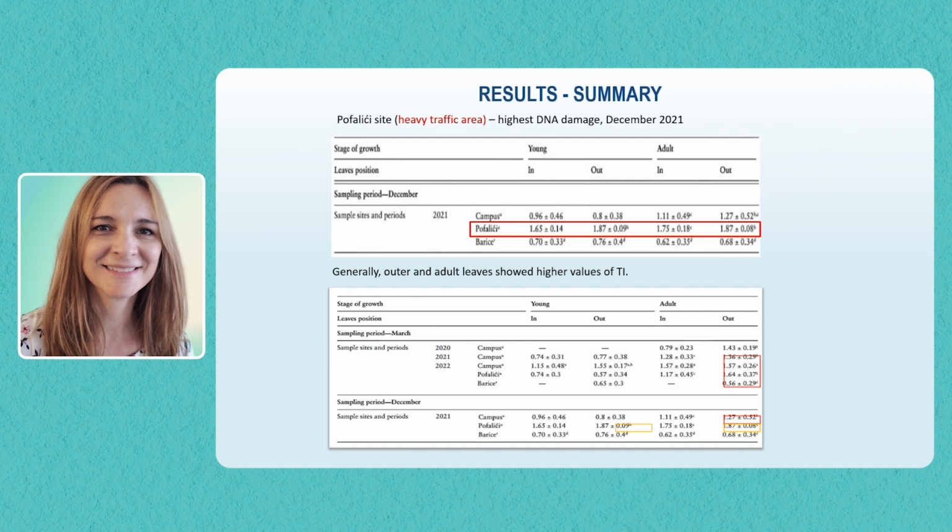So to summarize, the Buffalo site, which is a heavy traffic area, had the highest DNA damage, and we confirmed that as we expected. And generally, outer and adult leaves showed higher values of tail intensity.